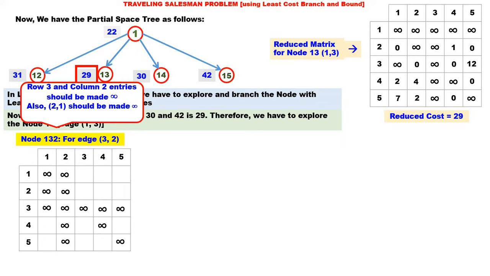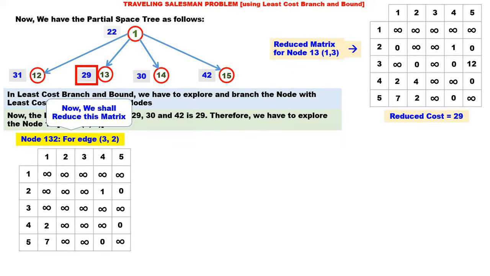The reduced matrix for node 1, 3. You just copy down the elements. Very good. Now, we should reduce this matrix, row reduction and column reduction. Now, first row, all the elements are infinity, therefore we need not have to do anything. Second row, minimum element is 0, therefore we need not have to do anything. No change. Third row, all the elements are infinity, nothing to be done. Fourth row, minimum element is 0, no change. Fifth row, minimum element is 0, no change. Fine, row reduction is over.